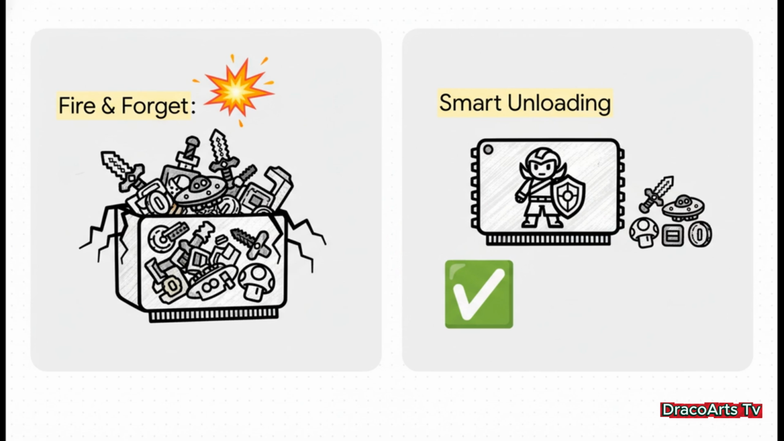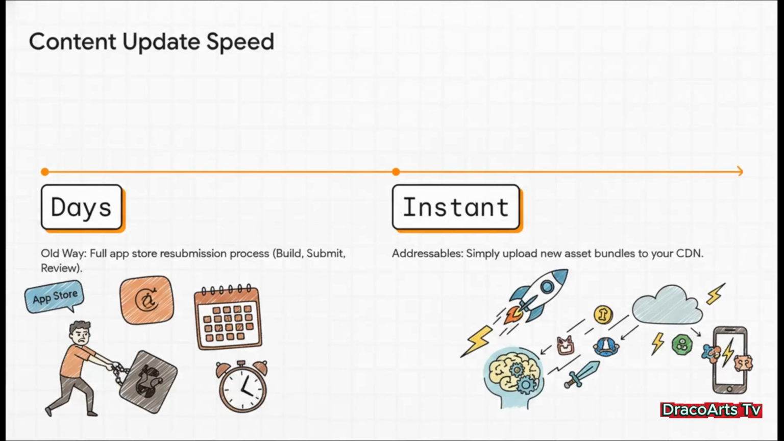Addressables gives you precision. It makes sure only what's needed right now is in memory, which makes your game way, way more stable. Pillar 3 is an absolute game changer, especially today with AI in the picture: live content updates. With AI tools spitting out incredible new game art faster than ever, you just can't afford to wait days for App Store approval. I mean, look at this timeline. The old process takes days of waiting. The new one, it's instant.